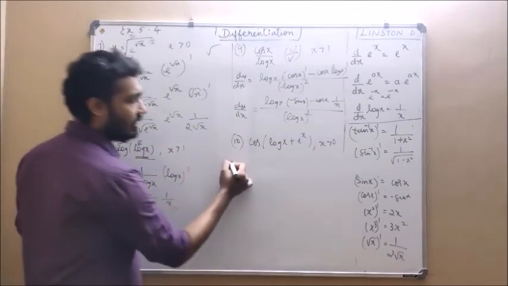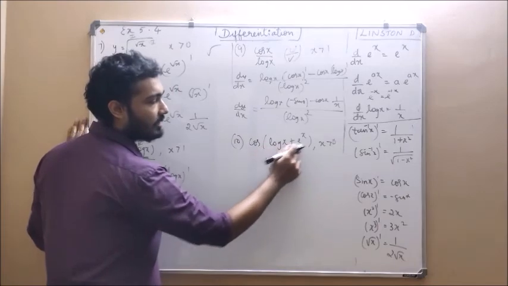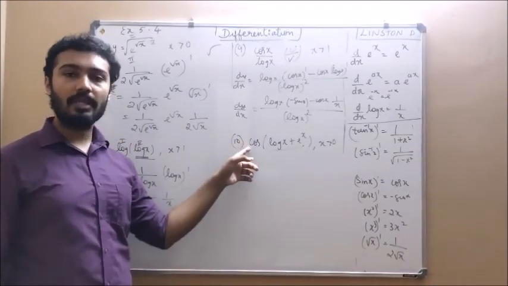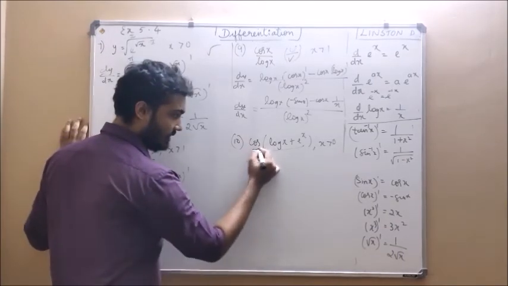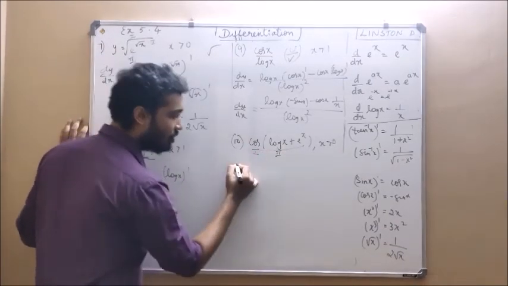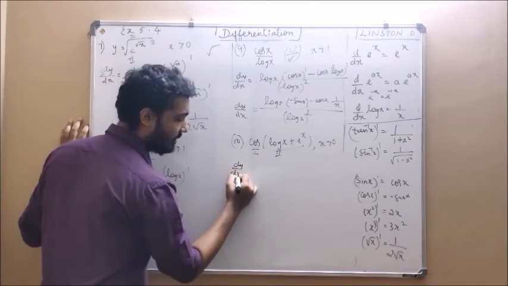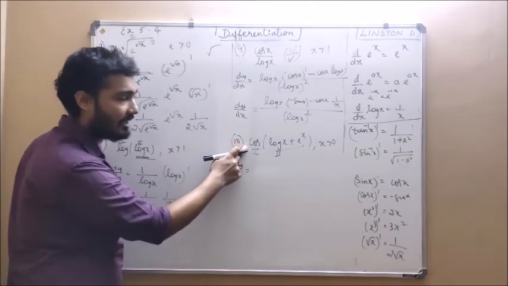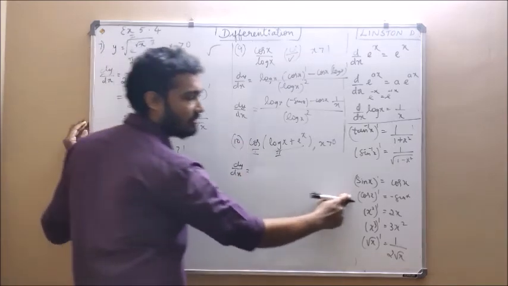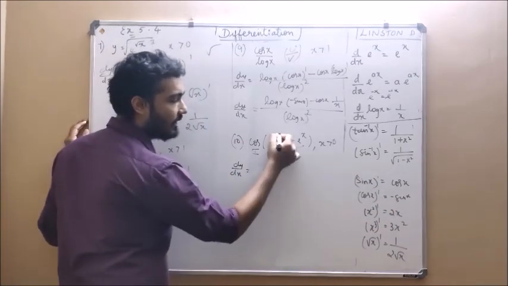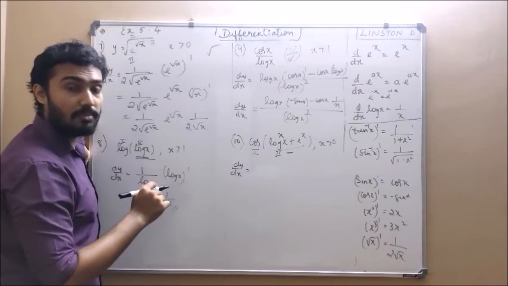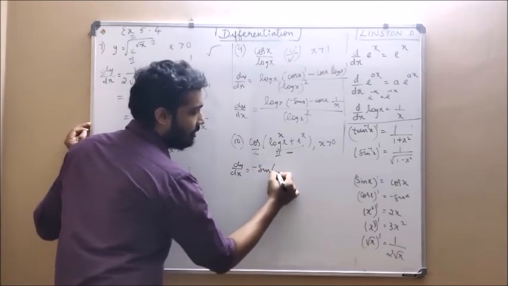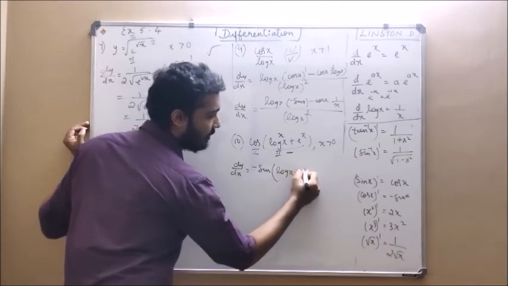Next, 10th question: cos of log x plus e power x. So here this function is inside cos. So we have to apply the composite rule. So this is the first function. This is the second function. So we get the dy by dx. Differentiation of cos is minus sin x. So instead of x, what is there? Instead of x, there is log x plus e power x. So it is minus sin of log x plus e power x.